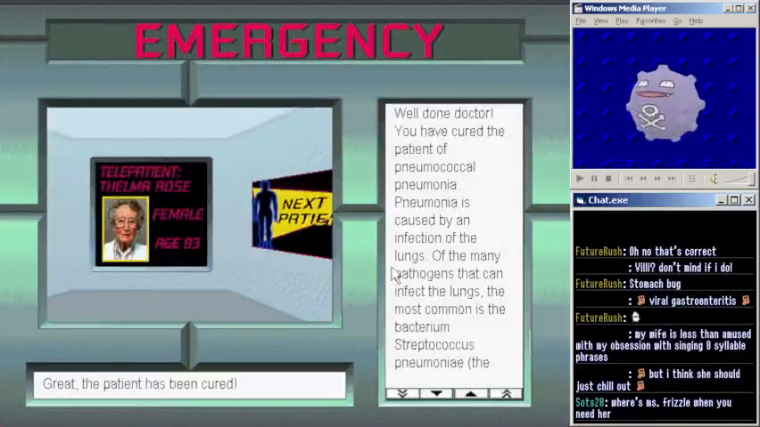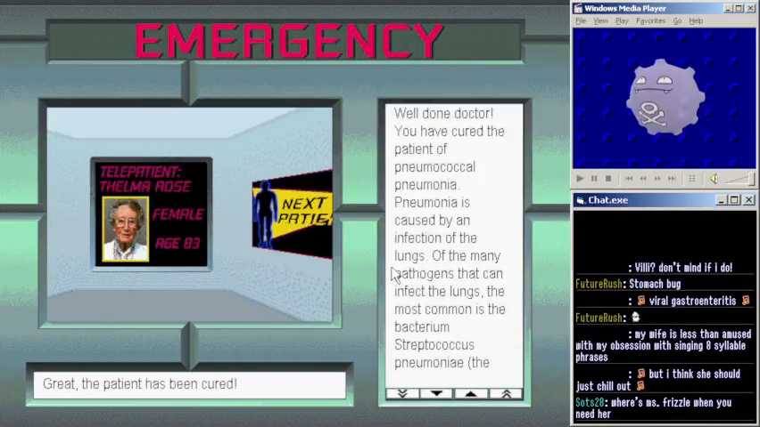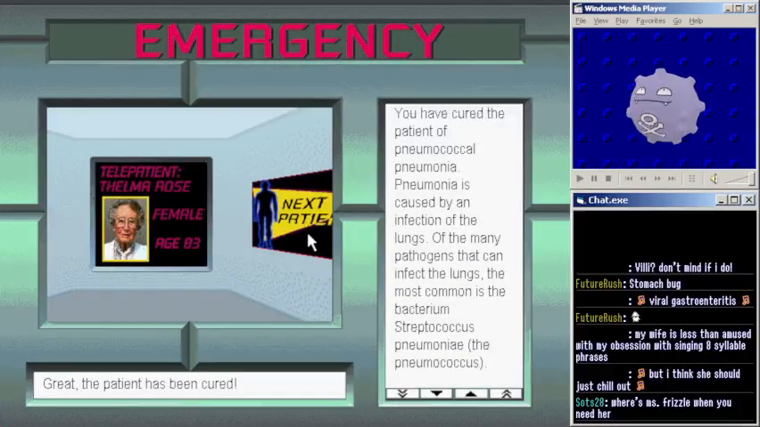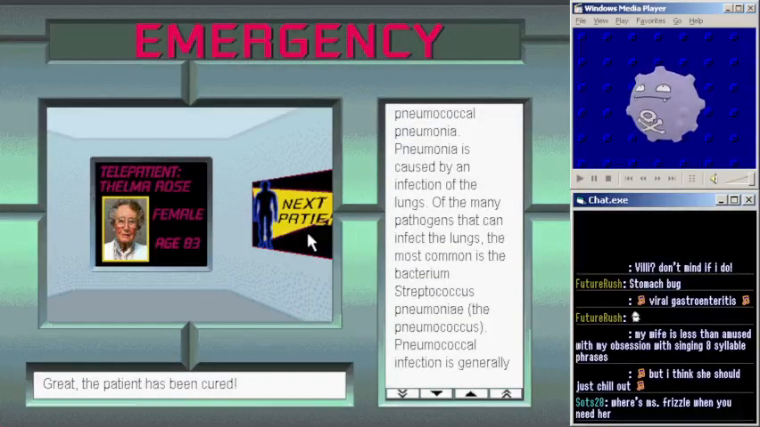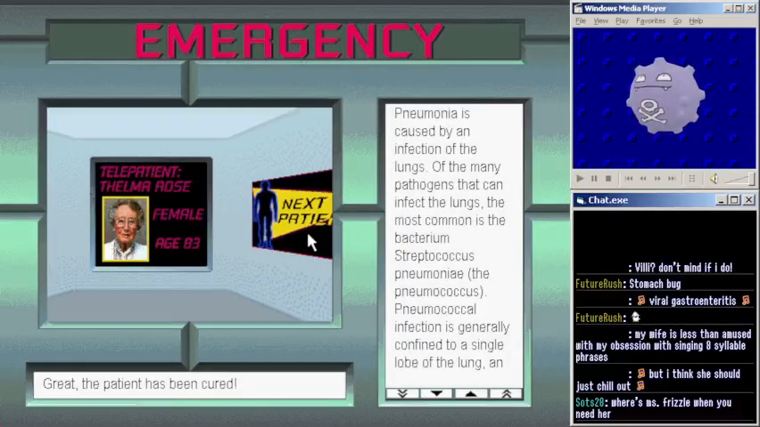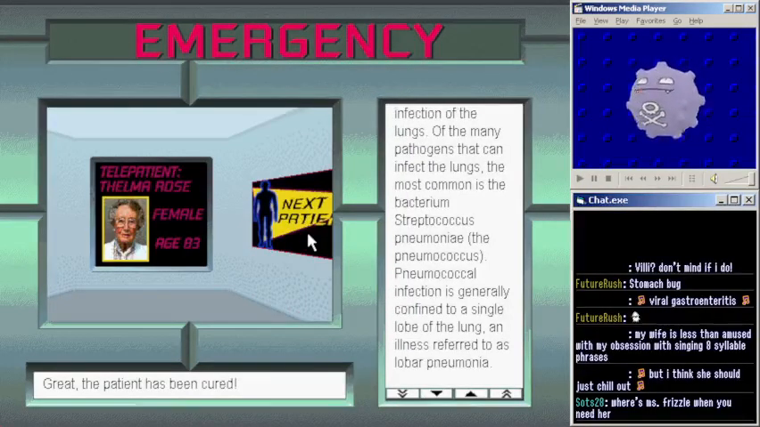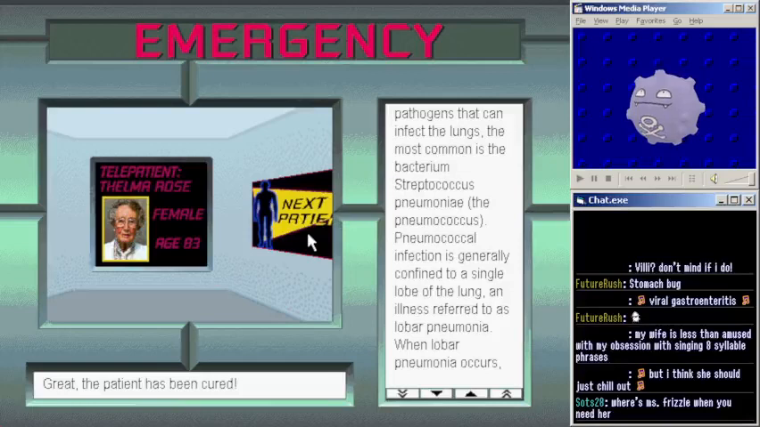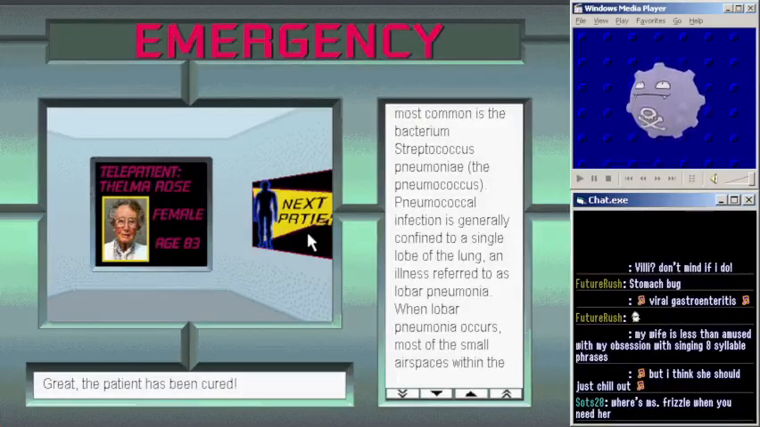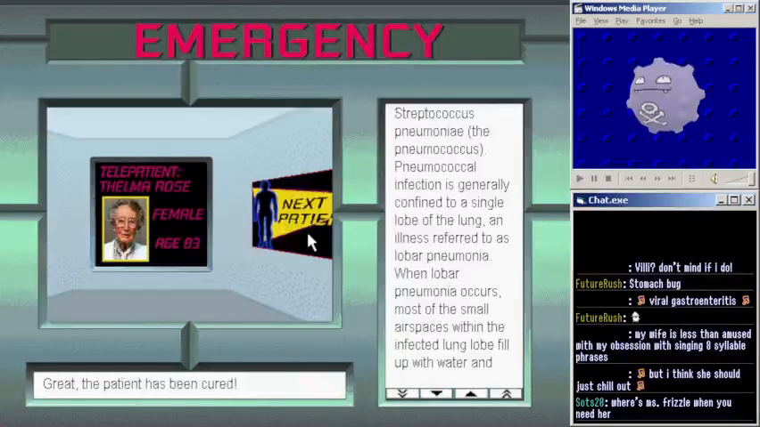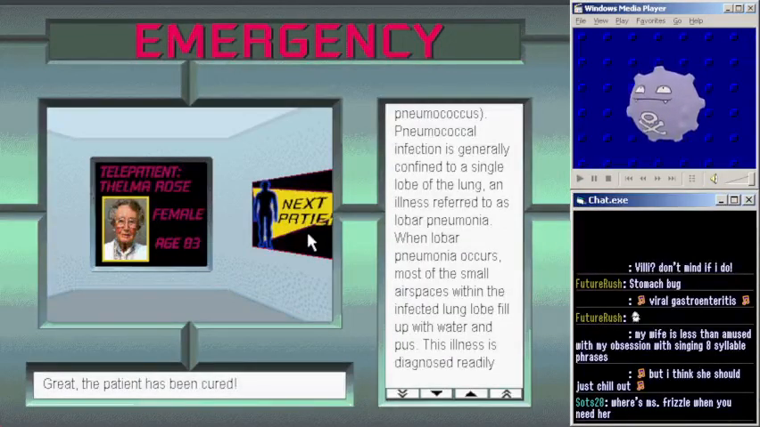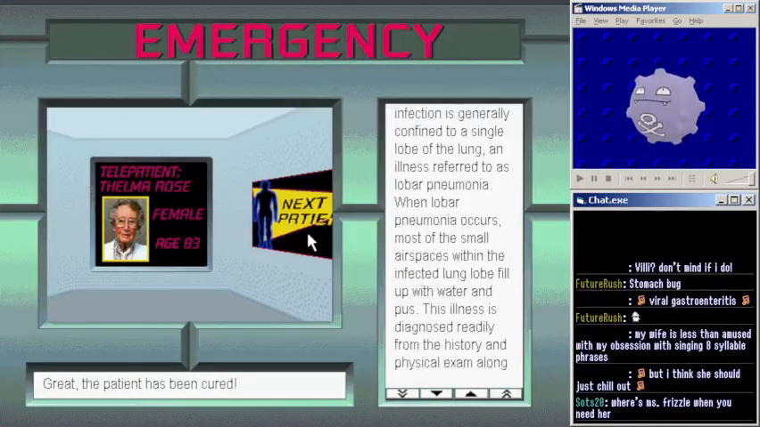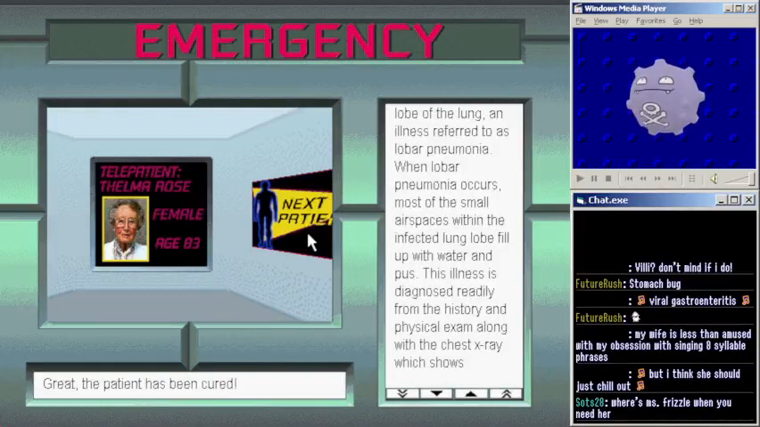Well done, Doctor. You have cured the patient of pneumococcal pneumonia. Pneumonia is caused by an infection of the lungs. Of the many pathogens that can infect the lungs, the most common is the bacterium Streptococcus pneumoniae. Pneumococcal infection is generally confined to a single lobe of the lung, an illness referred to as lobar pneumonia.